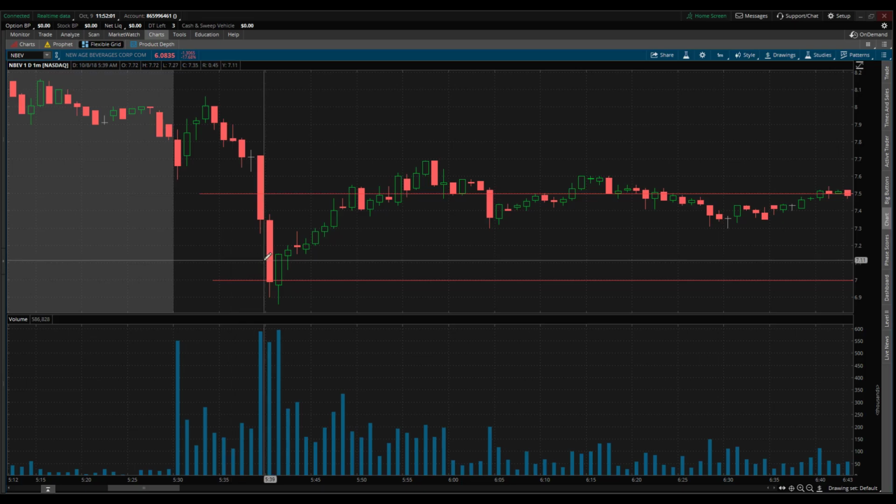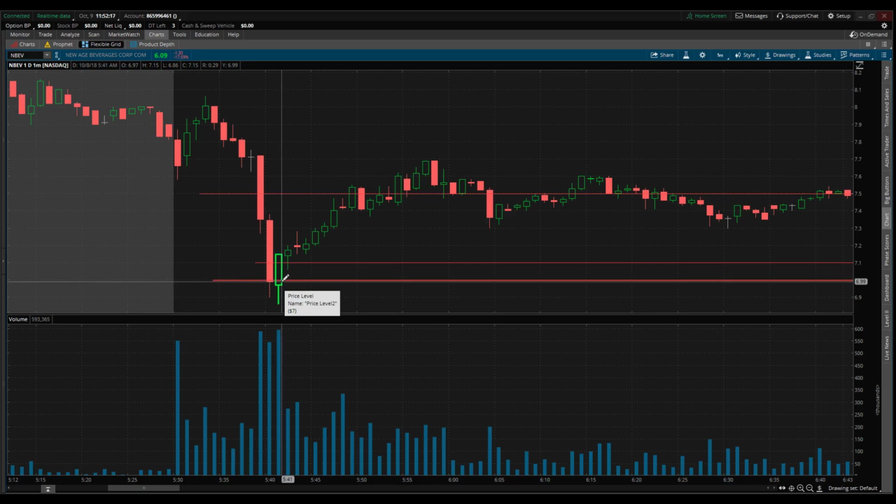But for me, had I gotten into this, I probably would have started in, right? Maybe half size, maybe a third size at around 7.10. Once the stock started to recover the $7 area and we started to perk off of it, I would have jumped in at around 7.10.